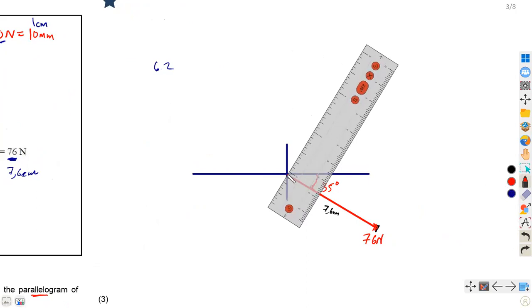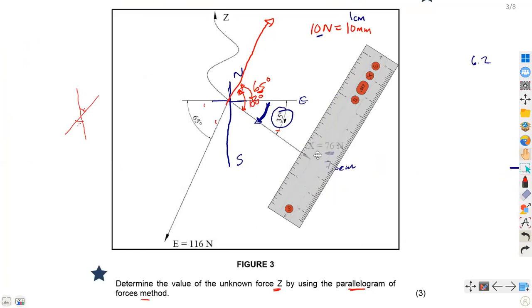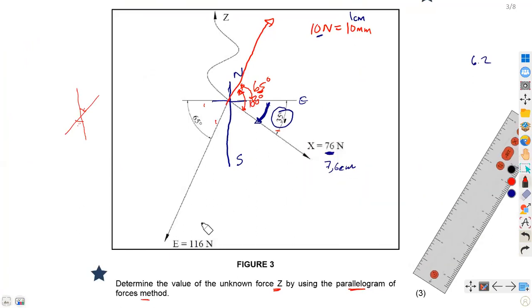Let's say we have measured this and we draw. In terms of the distance, remember, if we take a closer look, this is 160 Newton. If we divide by 10, it's supposed to be 11.6 centimeters.